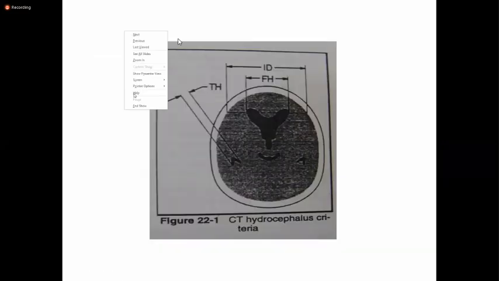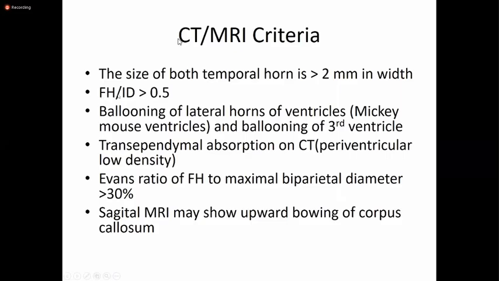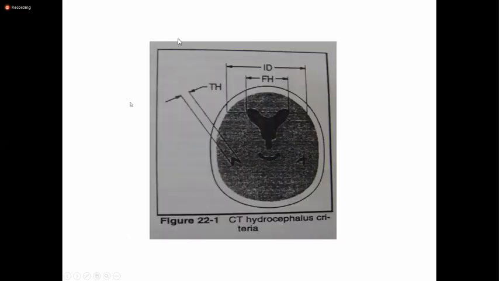So the second point is the frontal horn diameter to internal diameter of the ventricles. So again, to clear this point, how do you calculate this ratio? Again, going to that picture. On the basis of the scale given on the CT scan here, you will measure this distance. You will measure this distance, the frontal horn, and you will keep it as numerator.